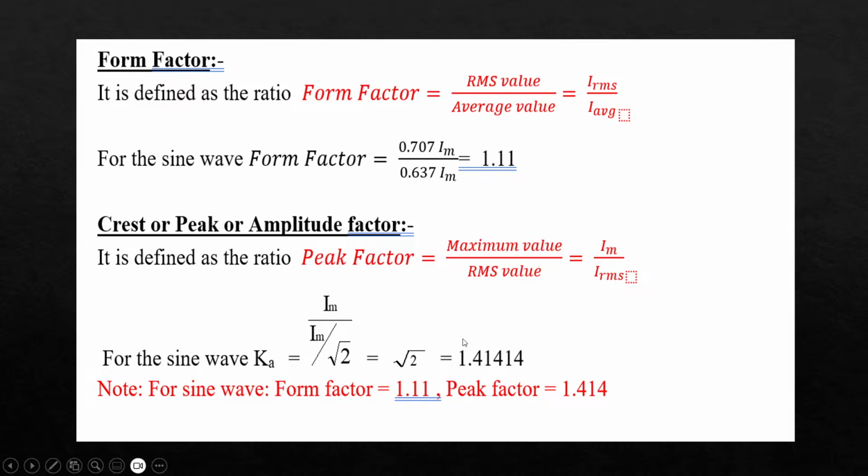Then the form factor is RMS value upon average value. I RMS is 0.707 I m upon 0.637 I m, which becomes 1.11. The peak factor or amplitude factor is the maximum value upon the RMS value, which is I m upon I RMS. This should be root 2, which is 1.414. So form factor becomes 1.11 and peak factor becomes 1.414. This is something to remember.